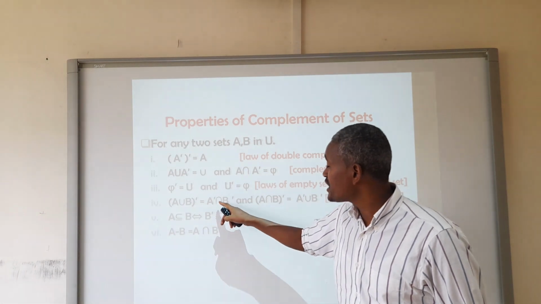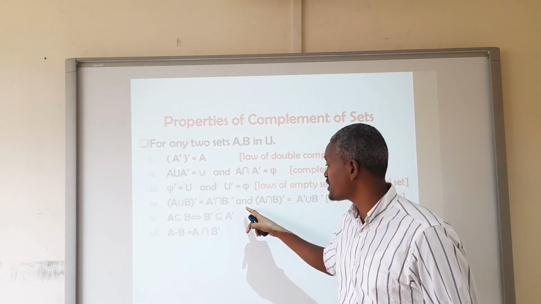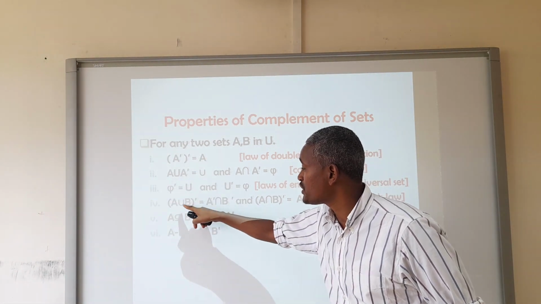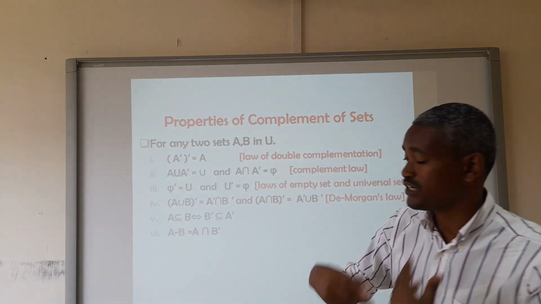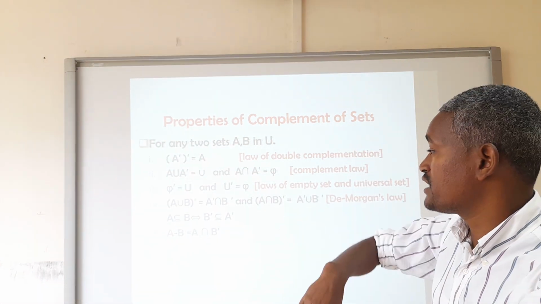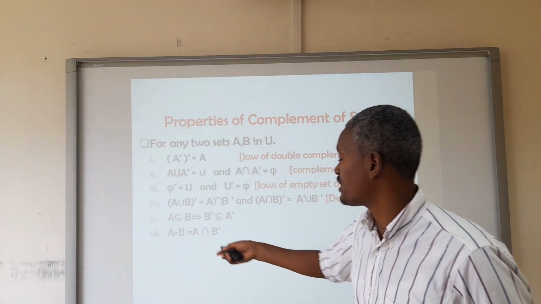The complement changes the sign of the intersection to the union, and the union to the intersection. So for (A union B) complement, the union will be changed to intersection, and the sets are also complemented. The complement of the sets and also the sign of the intersection and the union will be changed.